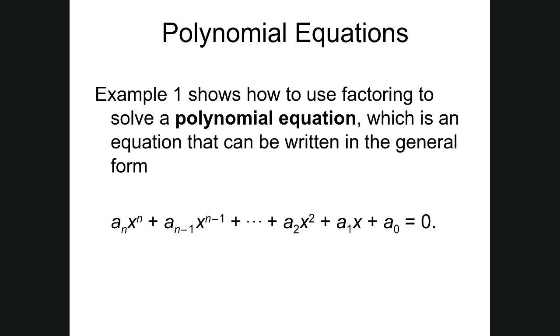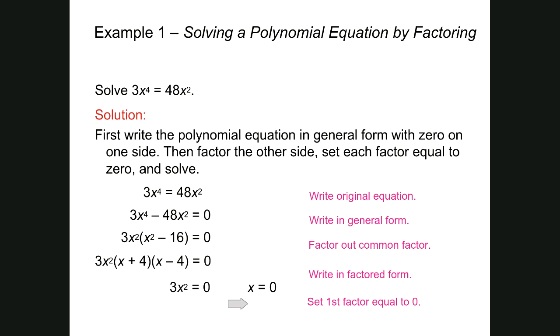So the first thing we're going to do is solve a polynomial equation by factoring. Well, remember, in order to solve a polynomial equation, like if I had 3x to the fourth minus 48x squared, I have to get it equal to 0.